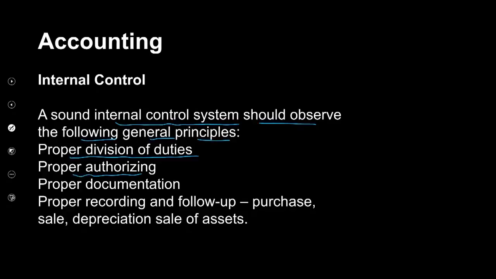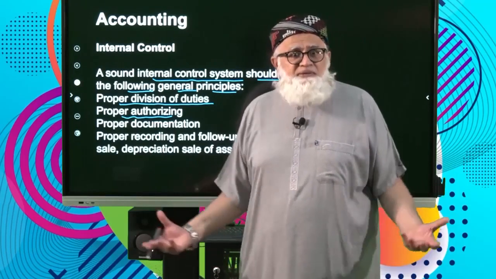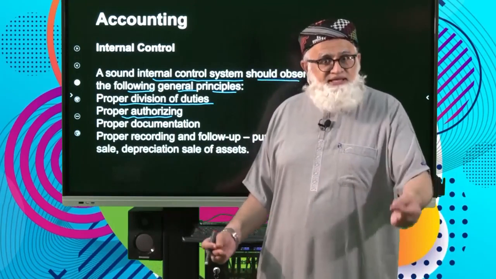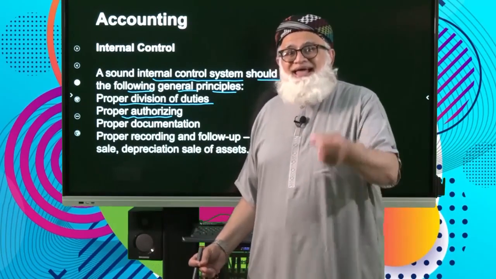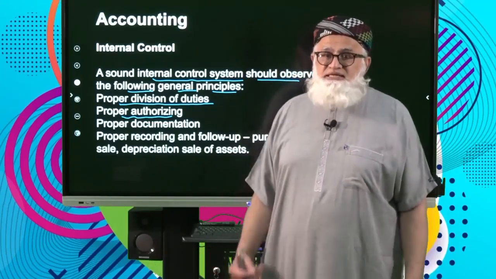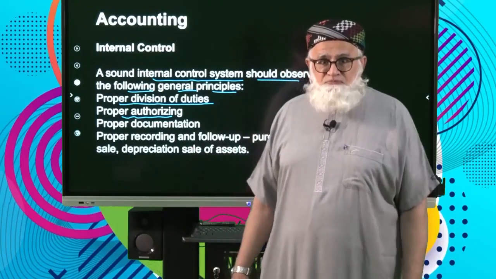Proper authorizing. You can't just willy-nilly decide we're going to buy a new asset worth 2 million rand. Obviously, it needs to be authorized. It needs to go through the entire procurement process, which we can currently see happening in our country, that there has to be proper authorizing. So the person who finally signs off has to have the authority and must have done the checks and balances to ensure that we actually need that particular asset, and obviously that we're procuring it at the best possible price.